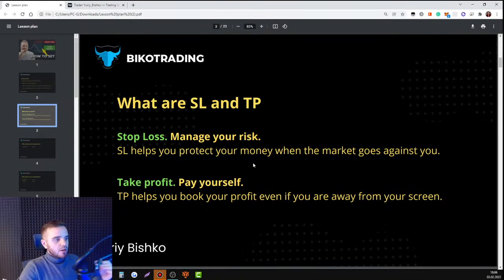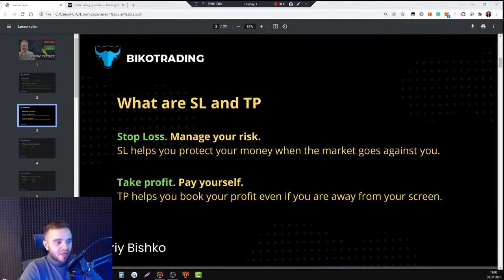Okay. What are stop losses and take profits? Stop loss, traders use to manage risk. Stop loss helps you to protect your money when the market goes against you. Once more, stop loss helps you to protect. It is a vital stuff. How it works, on exchange, on a platform, on a broker, there is a special soft where you can place a limit if price go against you.